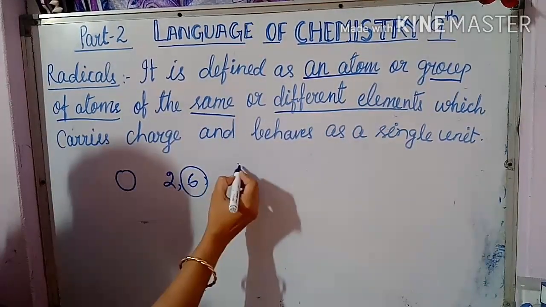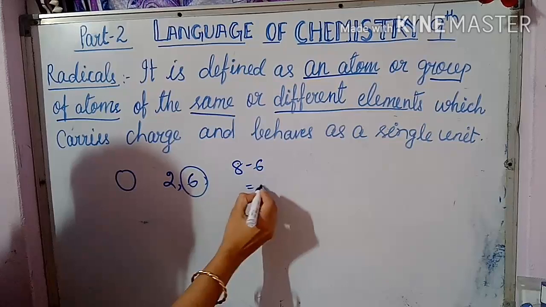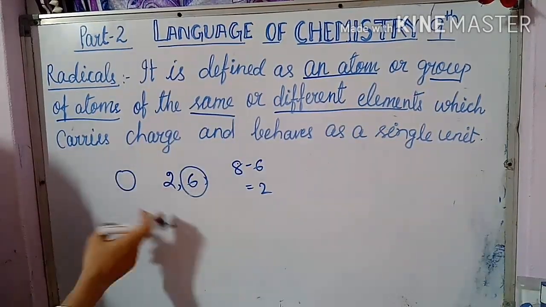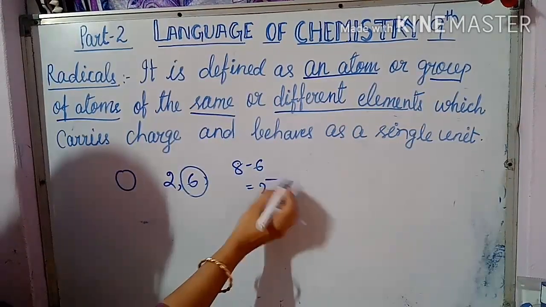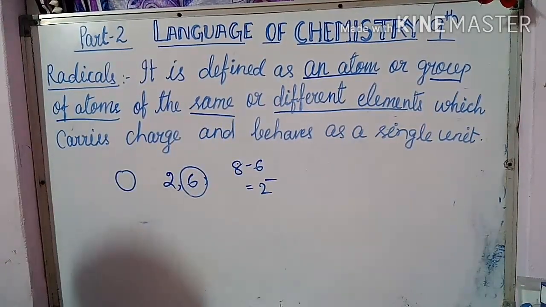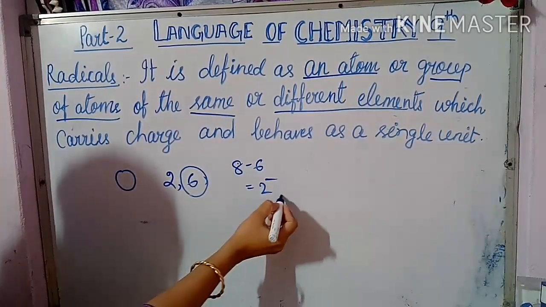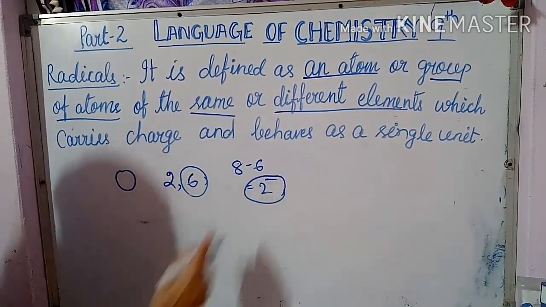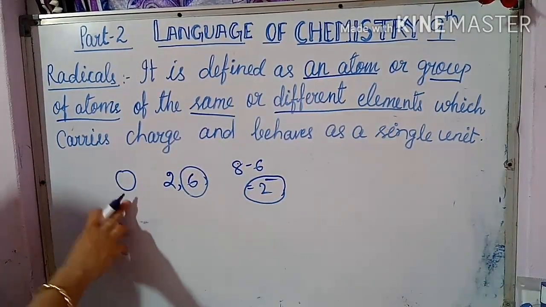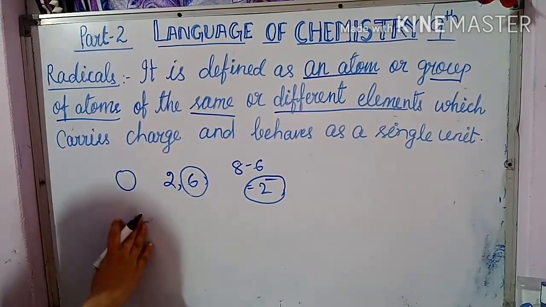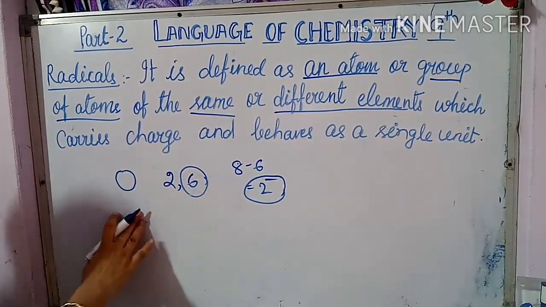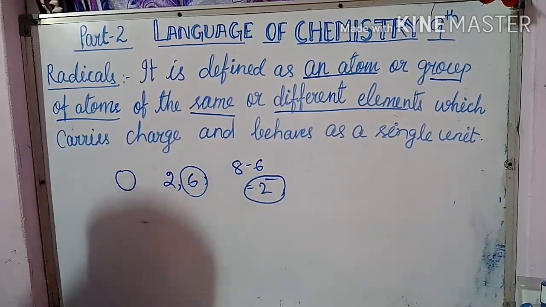So oxygen needs 2 electrons to complete the outermost shell as 8. What is the valency? 8 minus 6, that is 2. As oxygen is accepting electrons, its valency is 2 minus. So it is known as a negative radical, though it is a single atom, and it behaves like a negative radical, or electronegative radical, or anion, and that is 2 minus.